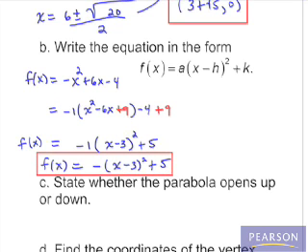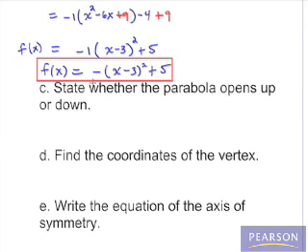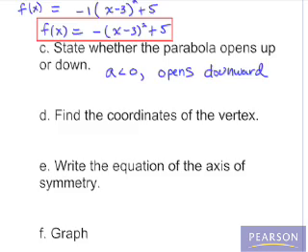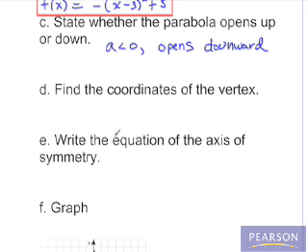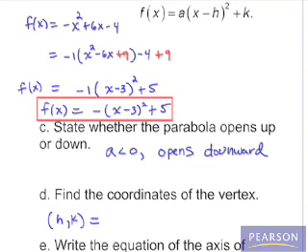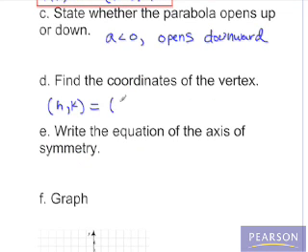Part C, state whether the parabola opens up or down. Well, now I can go to my equation in B. I see that the a value is negative. So since our a value is negative, this parabola opens downward. D, find the coordinates of the vertex. The vertex can be found from the point h, k, which we look at our answer for B. Our h value is 3, k value is 5, so the vertex is at the point 3, 5.